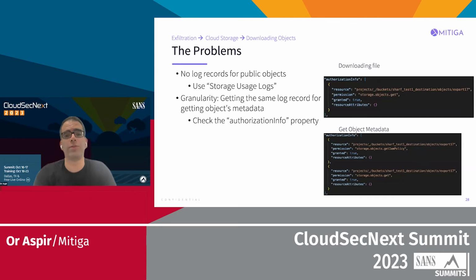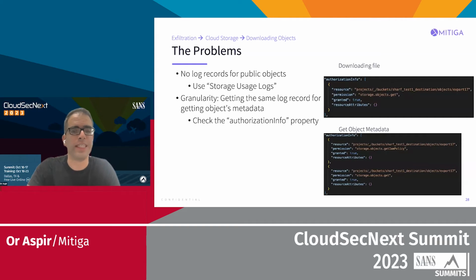So how can you still differentiate between downloading a file and get object metadata? By looking at authorization info. As I said earlier, authorization info gives information about permissions that were used in the API. So in downloading a file, you will see only object get. But when you do get object metadata, you will also see get IAM policy. Why? Because when you read the metadata, you will also read the permissions that identities have on the object itself. So this is a cool way to differentiate between get object metadata and downloading the data directly.